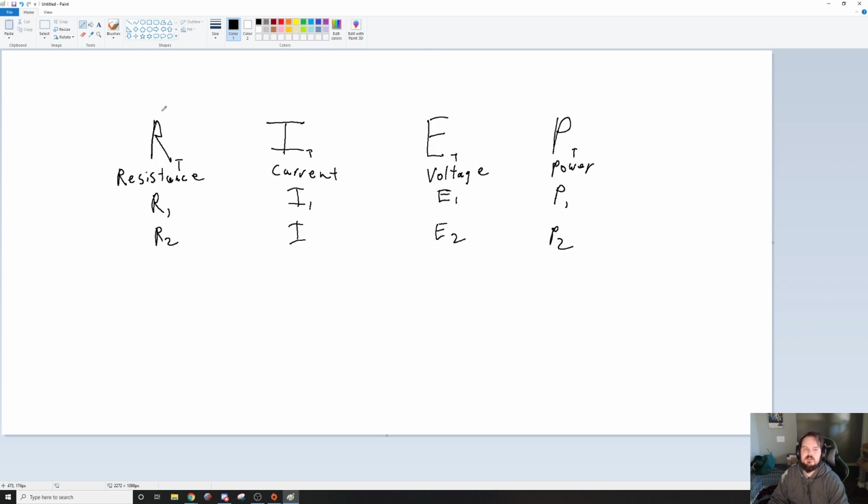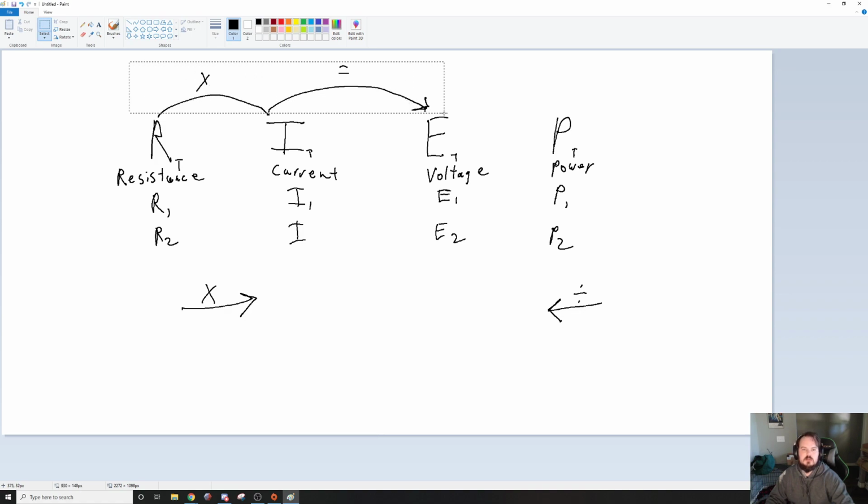If you are taking 2 rows or two columns and trying to go this way, R times I will give you E. So if you're going this way, you multiply. If you were going this way, you divide. And that's a simplified way of saying it.